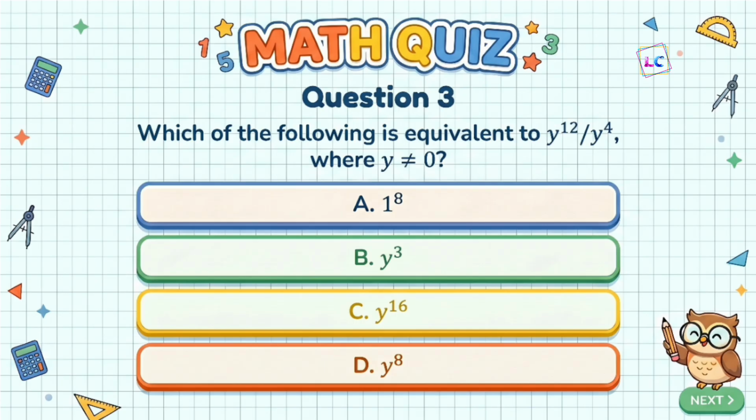Click Next. Question 3. Which of the following is equivalent to y power 12 divided by y power 4, where y is not equal to 0? The right answer is option D, y power 8.